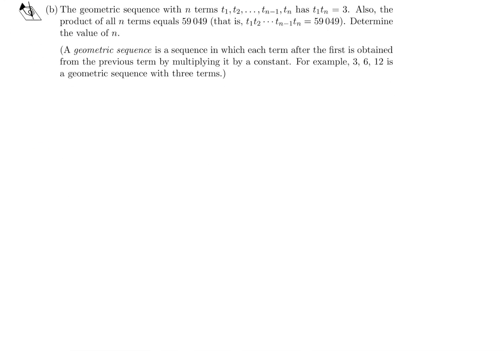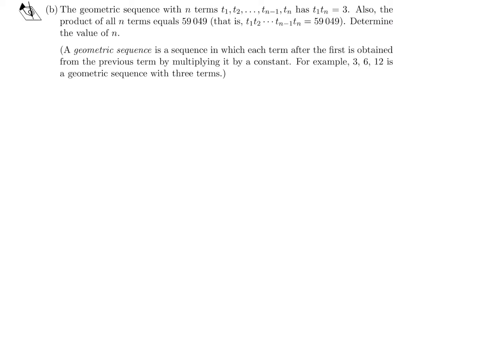The geometric sequence with n terms, t1, t2, all the way to tn, has t1 times tn equal to 3. Also, the product of all n terms equals 59049. That is t1 times t2 all the way up until tn. Determine the value of n.